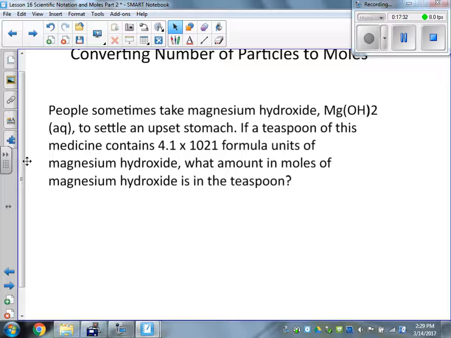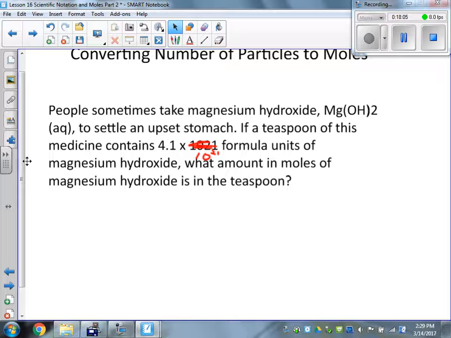You are basically taking some base, and the base settles down the acid in your stomach. You have hydrochloric acid in your stomach. All right? So it says here, if a teaspoon of this medicine contains 4.1 times 10 to the 21 formula units, which are basically molecules or compounds, of magnesium hydroxide, what amount in moles of magnesium hydroxide is in the teaspoon?